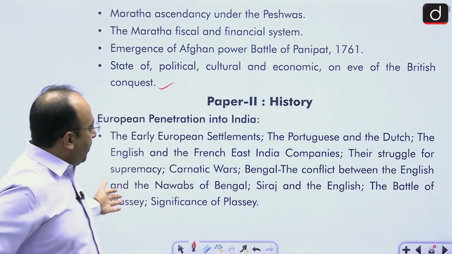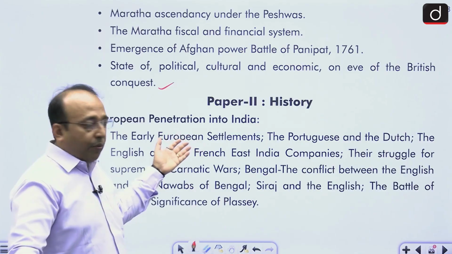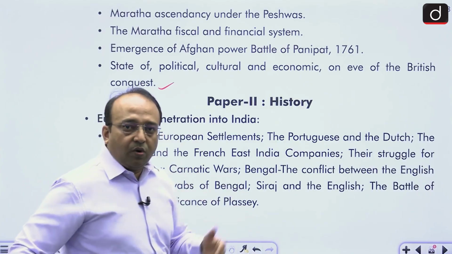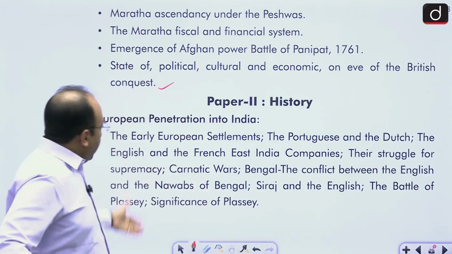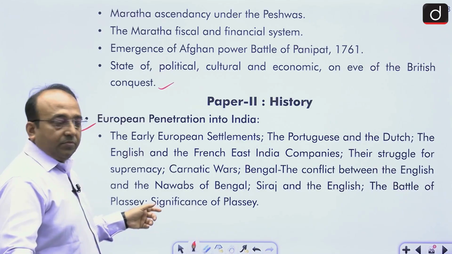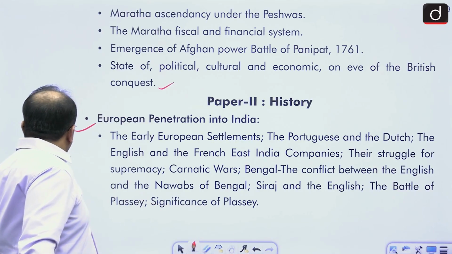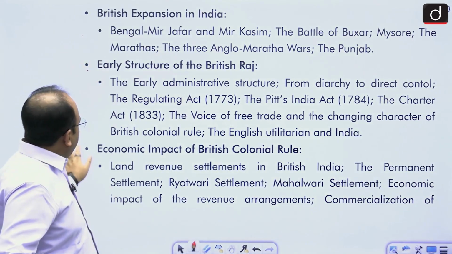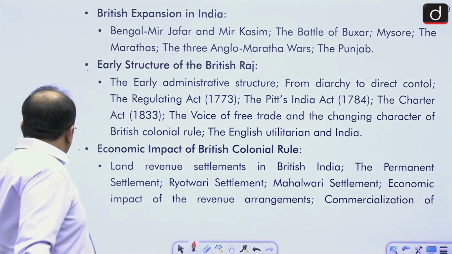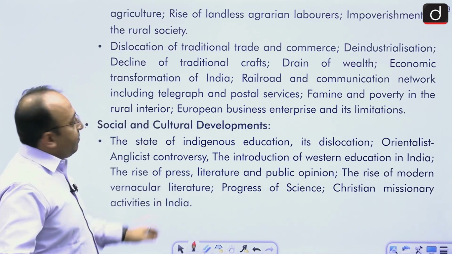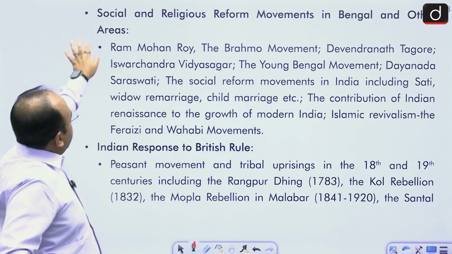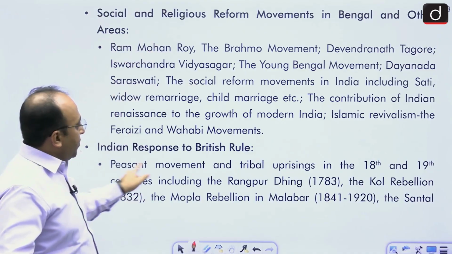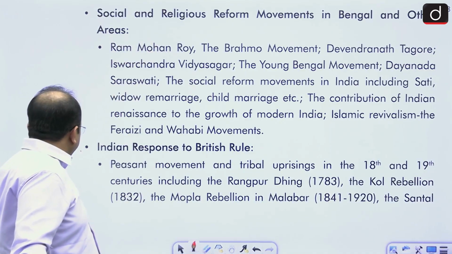Then you have the syllabus of history optional paper 2, which is definitely on modern India and the history of the world. Even in this content, you have a lot of chapters like European penetration, British expansion, early structure of the British Raj, economic impact of British colonial rule, then social and cultural developments, then socio-religious reform movements in Bengal and other parts of India, then the Indian response to British rule, that is, the national movement.